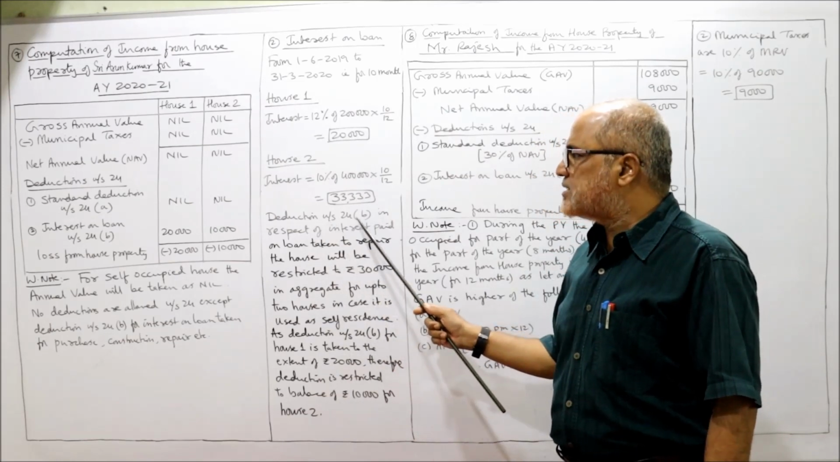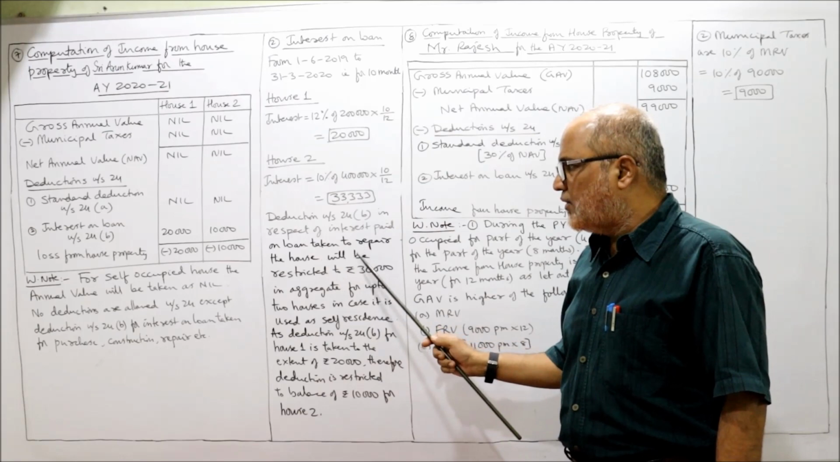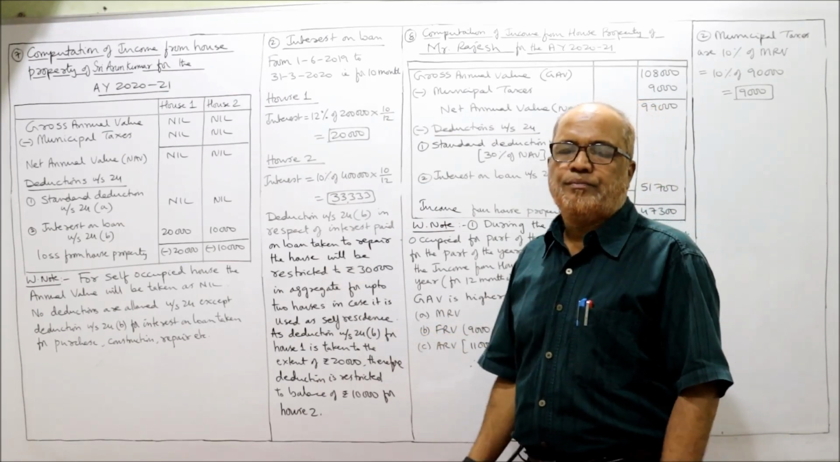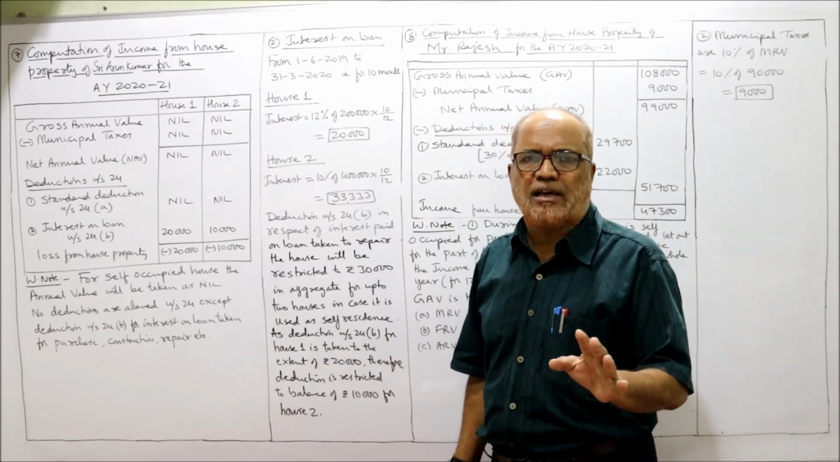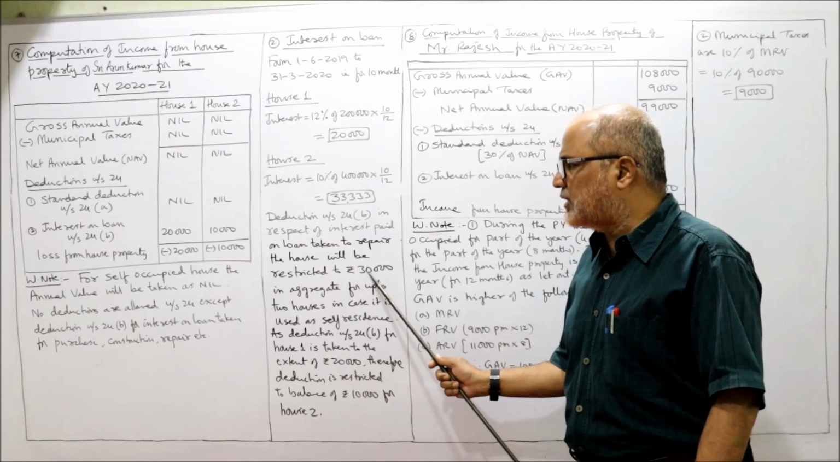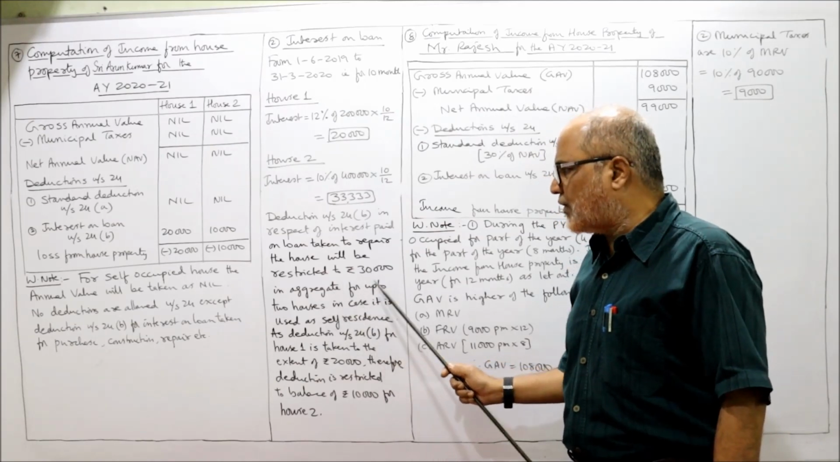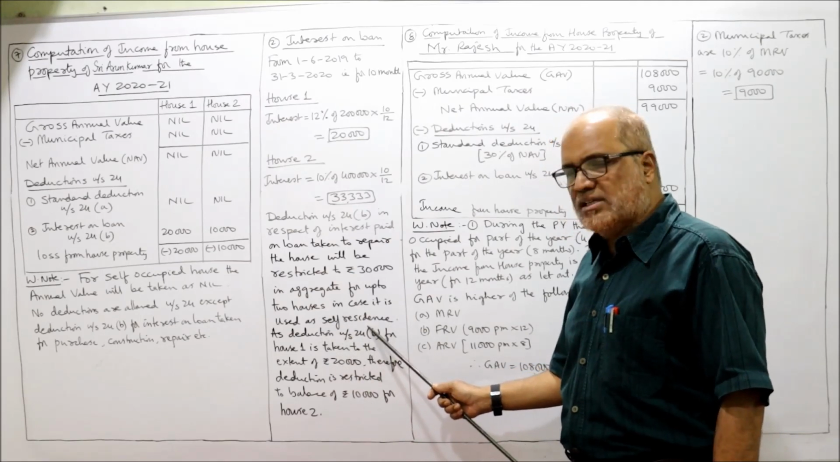So deduction under section 24B in respect of interest paid on loan taken to repair the house will be restricted to 30,000. When loan is taken for repair, whenever it is taken, before 1.4.99 or after 1.4.99, 30,000 is the limit in aggregate for up to 2 houses, in case it is used as self-residence.